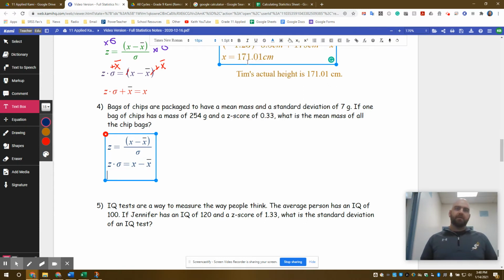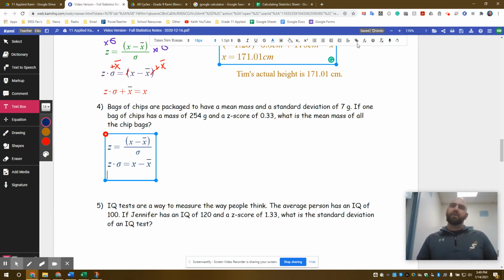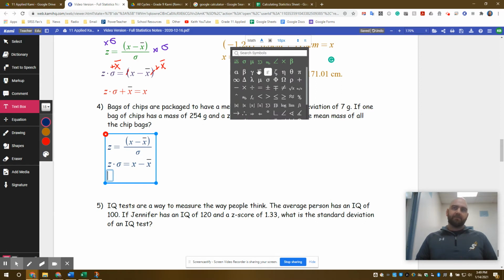And I got rid of the brackets right there. We want to get x bar all by itself, so we're going to have to subtract x from both sides. And again, remember, we're not subtracting x bar, we're subtracting x. x is positive, and so we need to subtract x from both sides. This is going to be z times sigma minus x is equal to negative x bar.